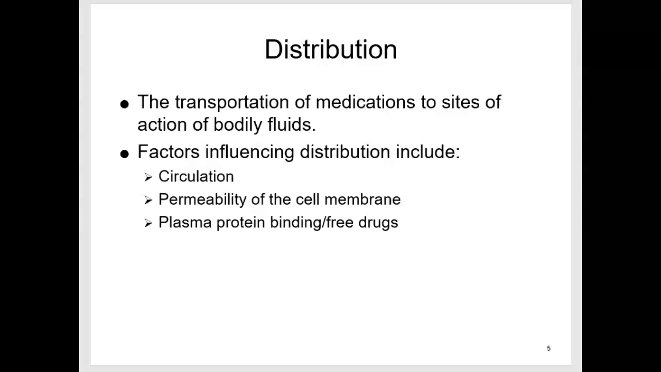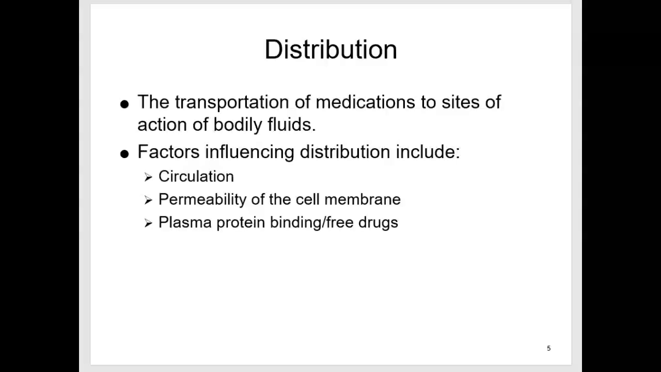So these factors that influence distribution, circulation is one of them. Conditions that inhibit blood flow or perfusion, such as peripheral vascular disease or cardiac disease, can delay medication distribution, right? So if the medication is traveling through the blood to get to where it needs to go, and the circulation or the traveling of the blood itself isn't working well, that's going to affect distribution.